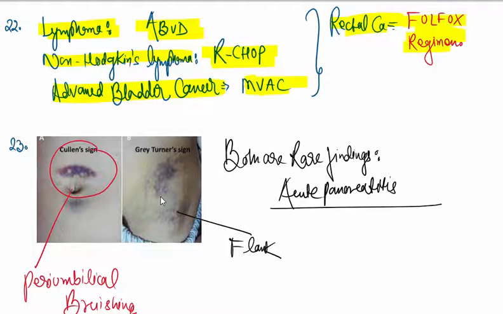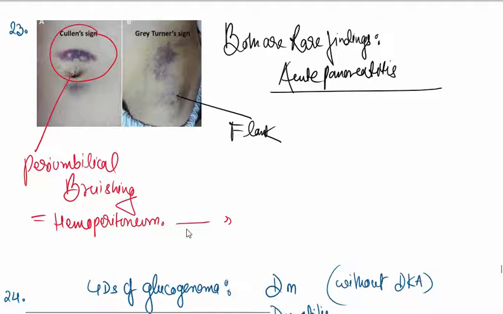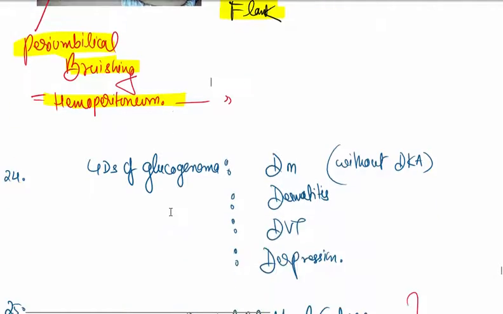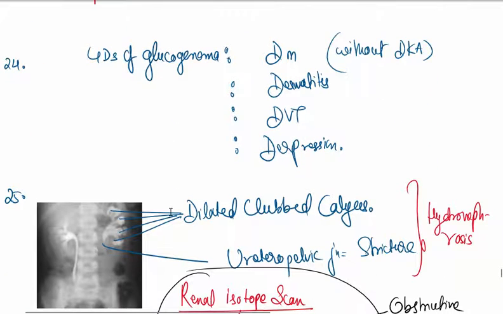Next one, Cullen sign and Grey Turner sign. Both of them are due to hemoperitoneum, but both are rare findings in acute pancreatitis. Cullen sign is periumbilical bruising, but Grey Turner sign is at the flank. Next one, the 4 Ds of glucagonoma: diabetes mellitus, but without DKA, dermatitis, DVT, and depression.